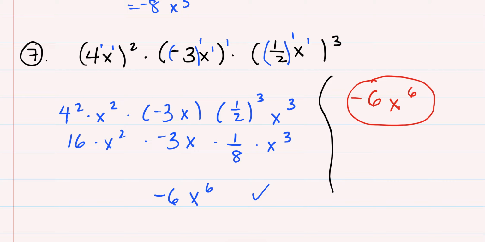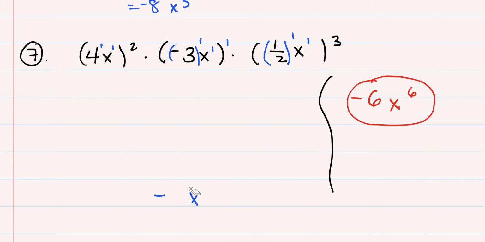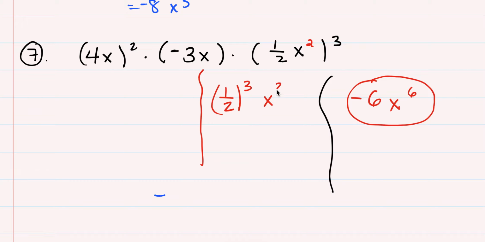I do want to mention something about this problem. What if, so let me clean this up a little bit. So I just want to focus on this last piece over here. What if instead of an x, I had an x squared? How would you send this in? Well, just pretend like I'm not interested in this piece. I just want to know this piece. I've changed it a little bit. So this would be 1/2 cubed times x squared.